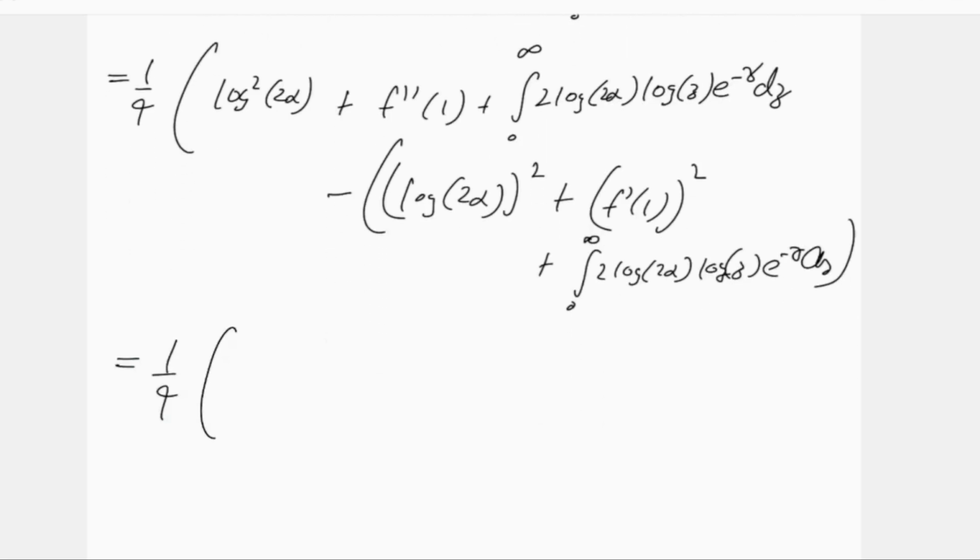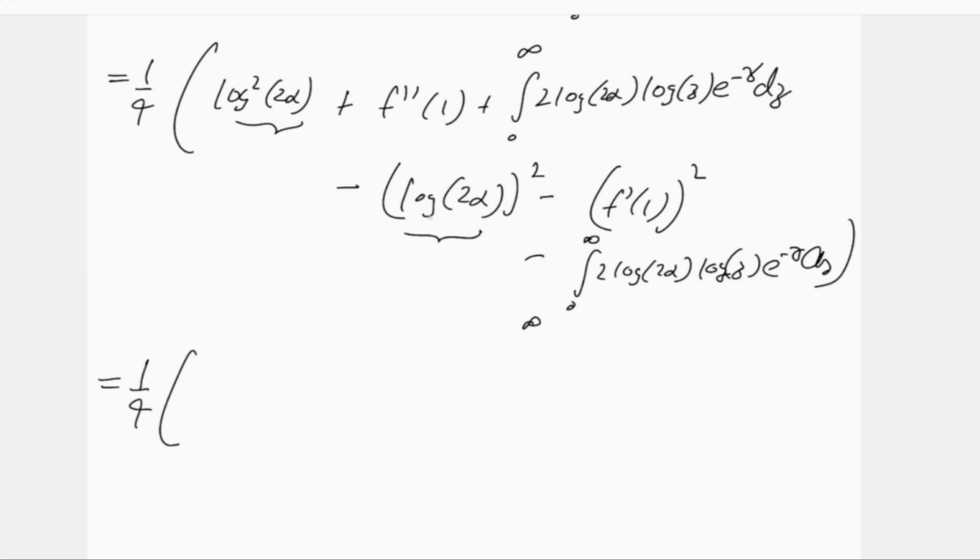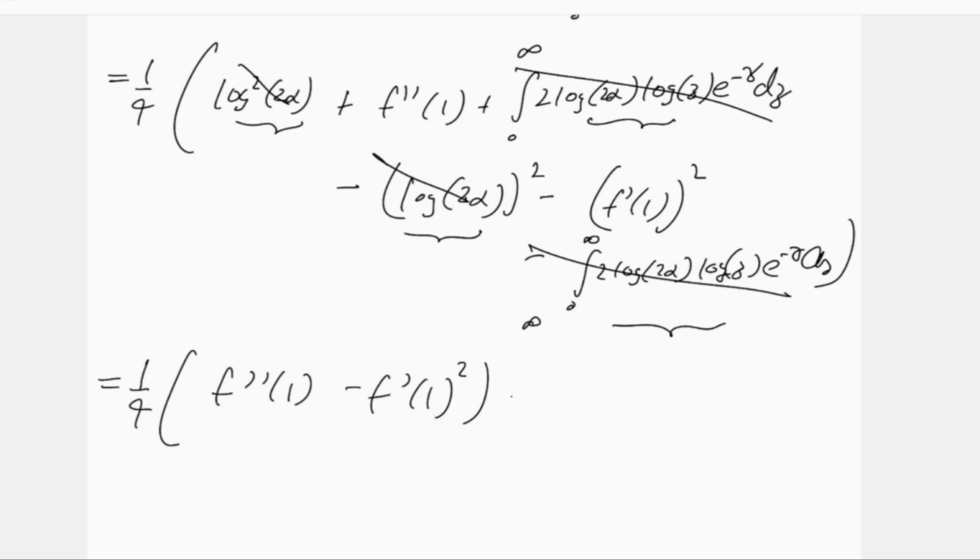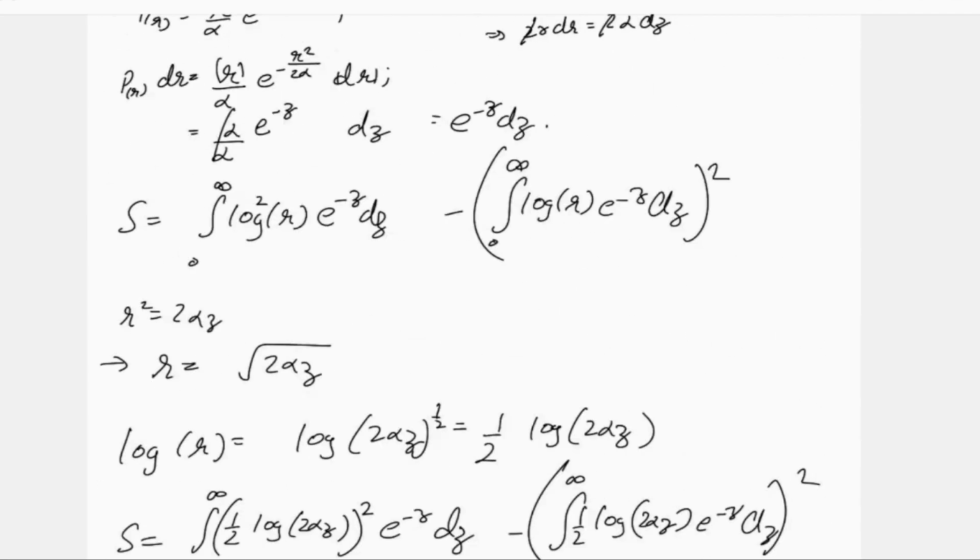So this is 1/4 of minus of this term and this term. They cancel out because I'll distribute the minus everywhere. So this becomes minus, this becomes minus, this becomes minus. This term, they're the same, so they cancel out. This term and this term, they are the same, so that cancels out. And I'm left with f double dash at 1 minus f dash 1 squared. And that we already calculated, that's equal to pi squared by 6. So the final answer is pi squared by 24. That's the final part.